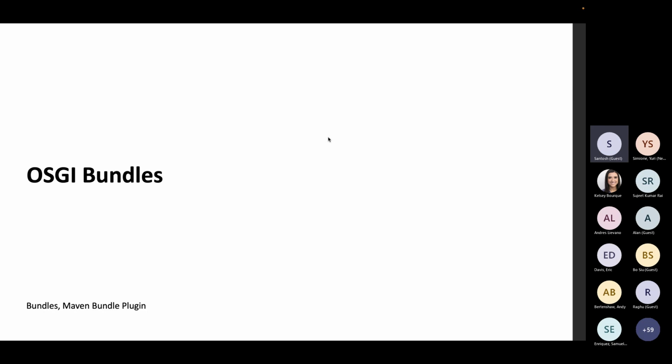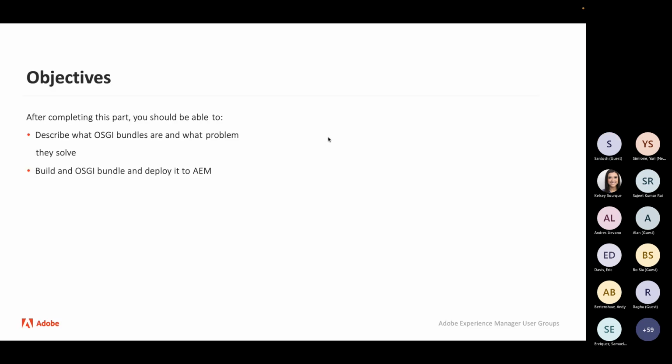Now, I hope everyone understands the OSGi overview. Now let's talk about part two, that is OSGi bundles, and we'll get familiar with the OSGi bundle. After listening to this part, you should be able to describe what OSGi bundles are and what problem they solve, build an OSGi bundle, and deploy it to AEM. We'll be doing that practically.